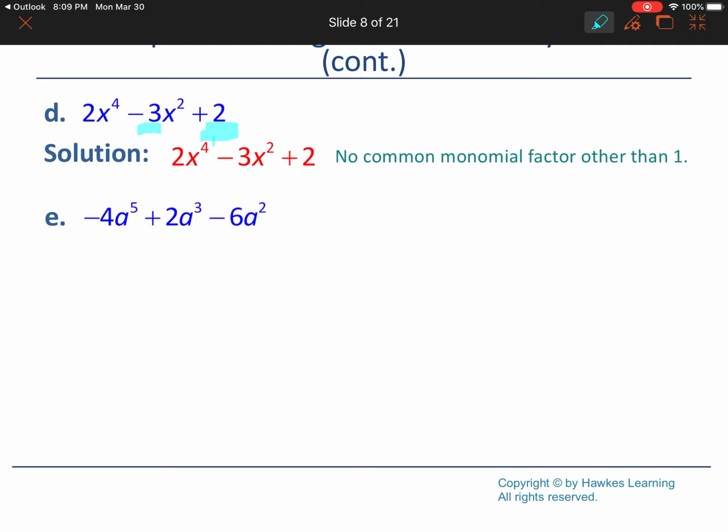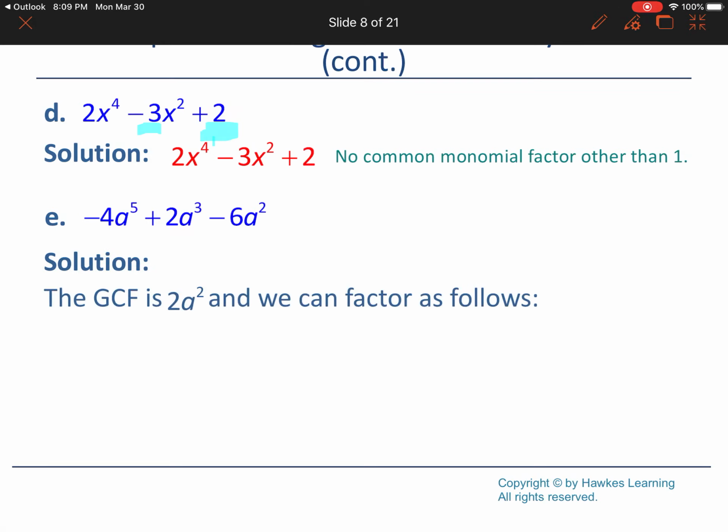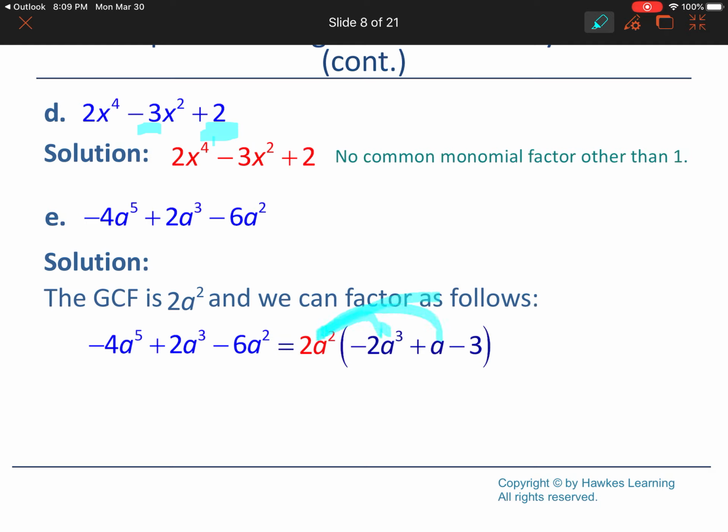There's actually 2 ways to factor this or to think about this, okay? I hope you found that a greatest common factor would be 2a squared. And if you factor that out, you end up with negative 2a cubed plus a minus 3, right? And you can always check it. Remember, you can check it by distributing. Okay, so if you distribute it back out, you got back to what you started with, then that was right.